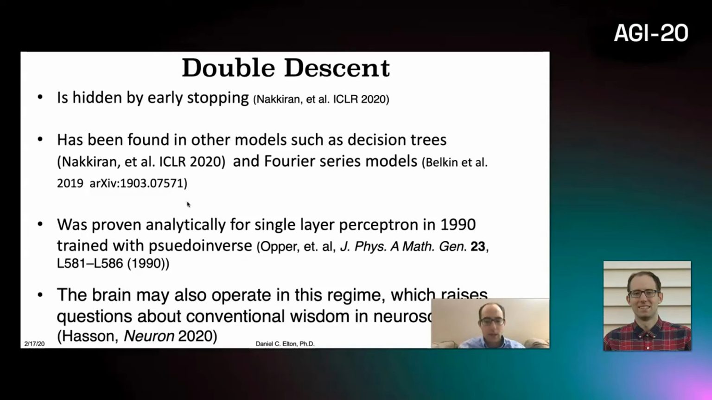And another interesting point is that it's believed the brain may operate in this regime where it's gone past that peak, which raises a lot of questions about conventional thinking in neuroscience, where conventionally it was thought that the brain just didn't have enough data to do this kind of interpolation that I'm going to describe.